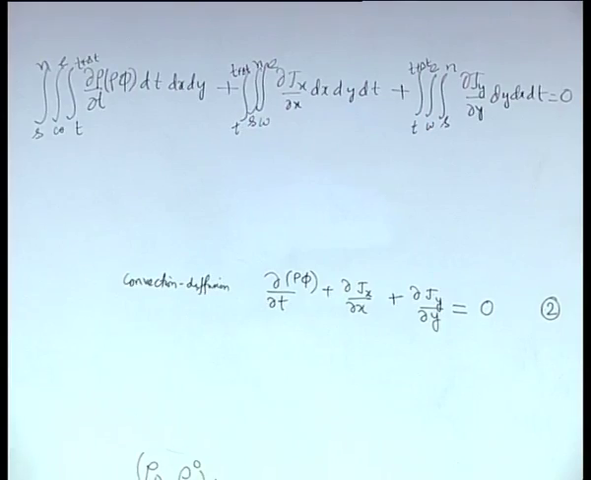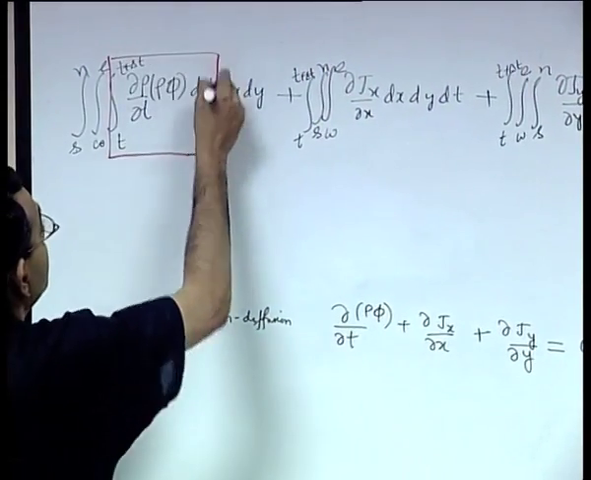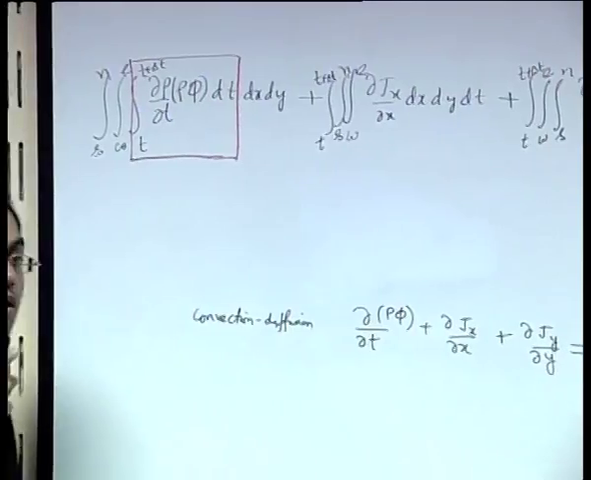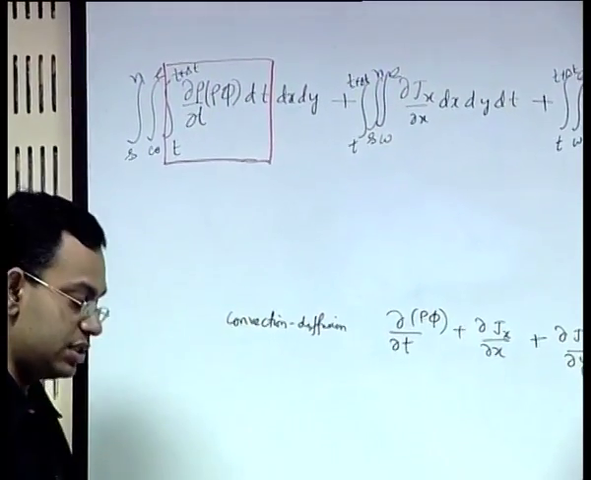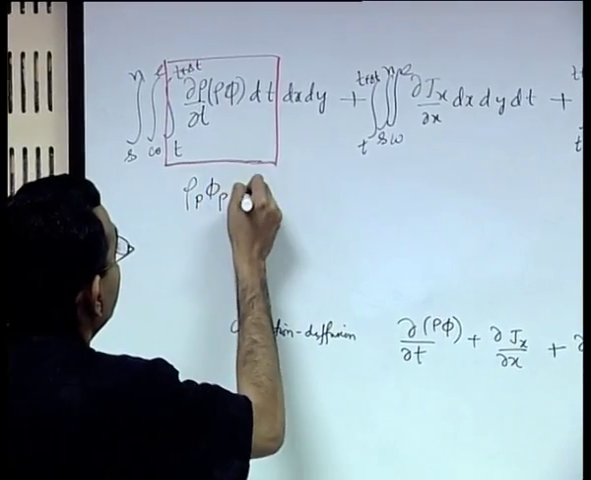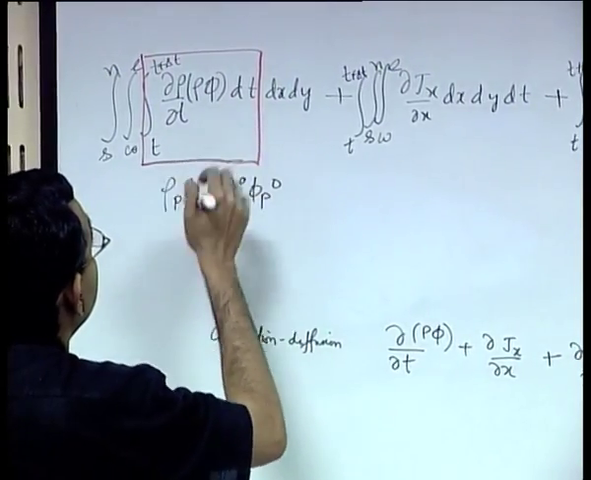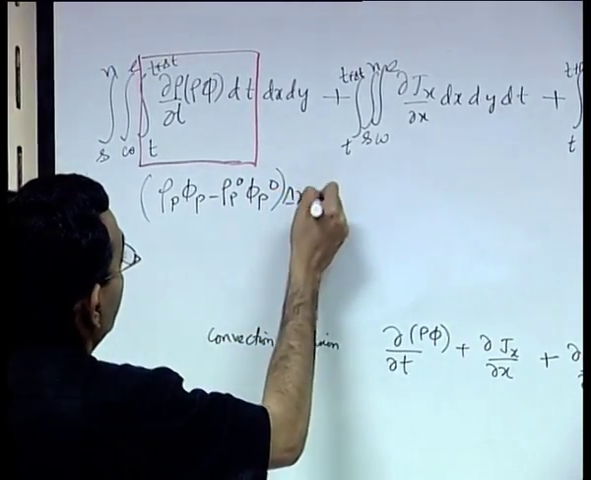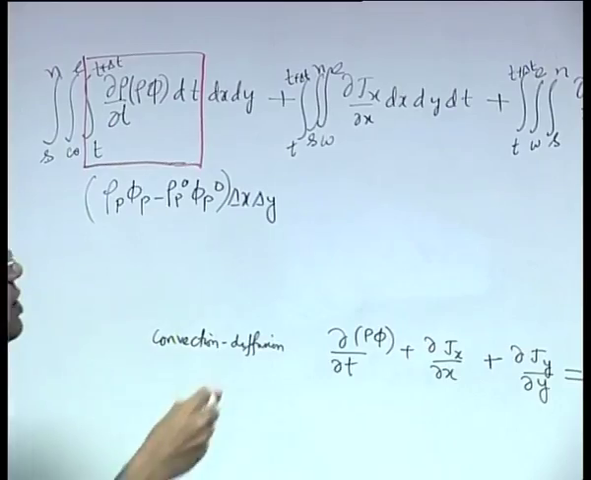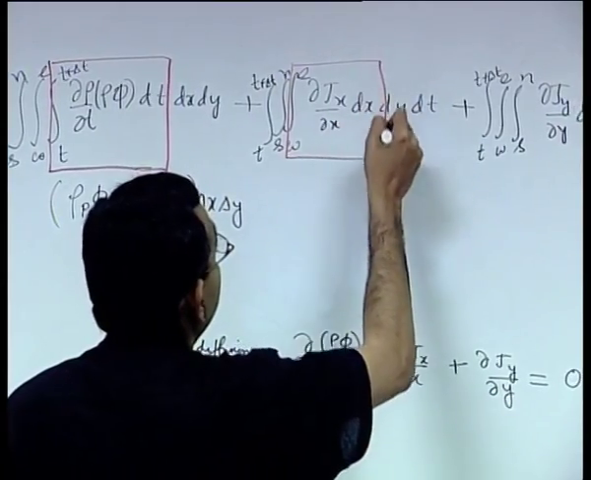So, first we integrate the time expression here, and what can we assume? We can assume a piecewise constant profile for both rho and phi over each control volume. So, (rho P phi P minus rho P naught phi P naught) into delta x into delta y. For evaluating the next terms, first we consider this integral.